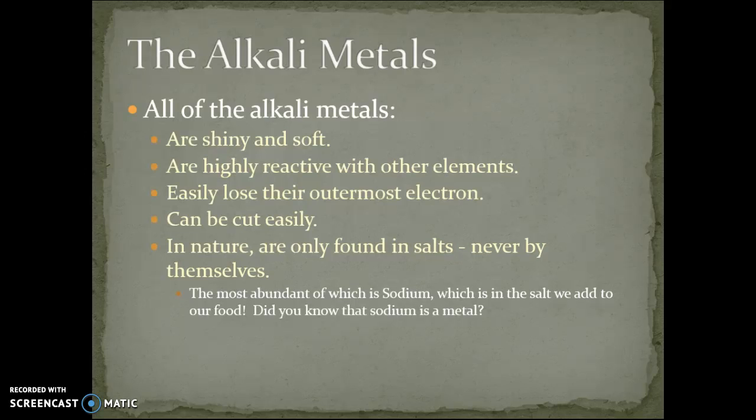These alkali metals can be cut easily, and in nature, because they tend to react so much with other elements, they are never found all by themselves. They are always chemically combined with other substances in nature anyways, and we call those different kinds of salts. The salt that we're most familiar with, of course, is sodium chloride. So sodium, which is one of the alkali metals, chemically combined with chlorine.